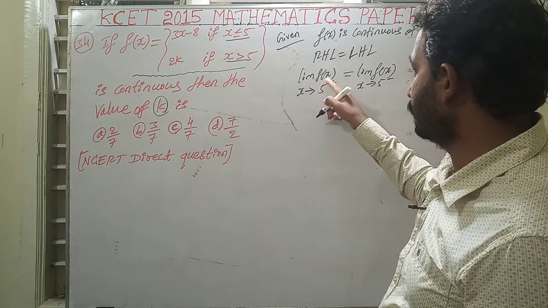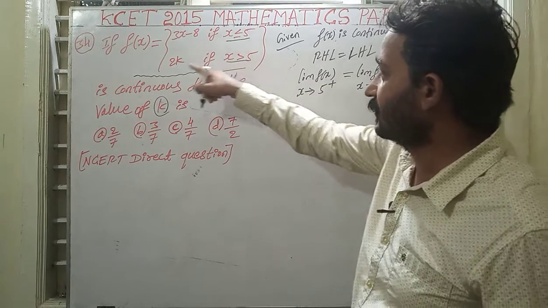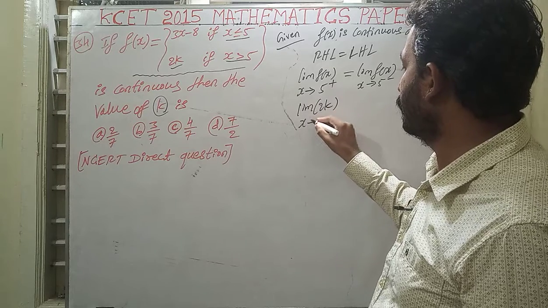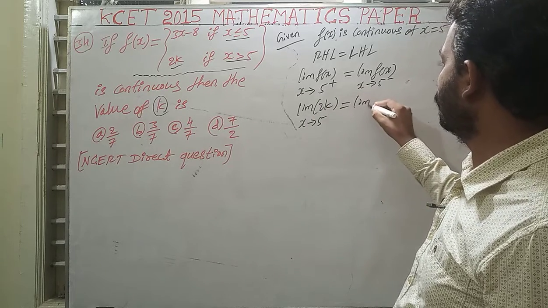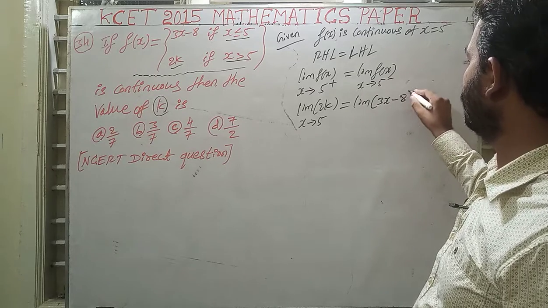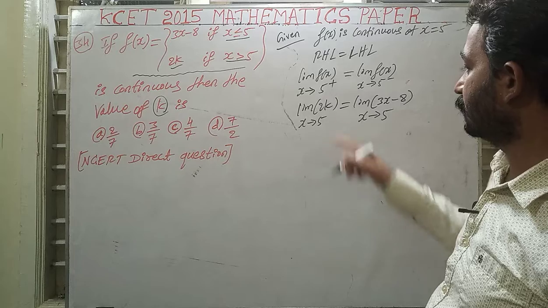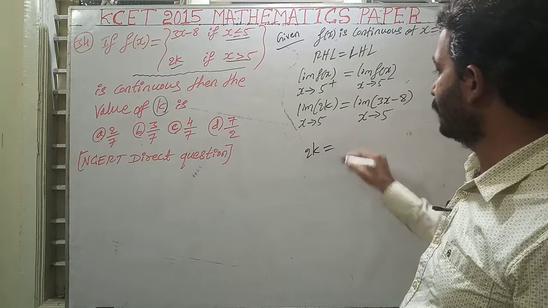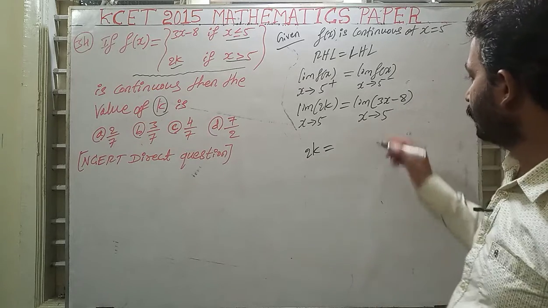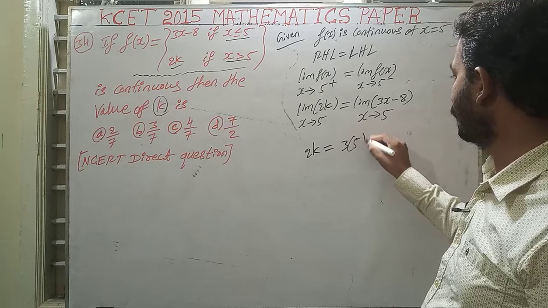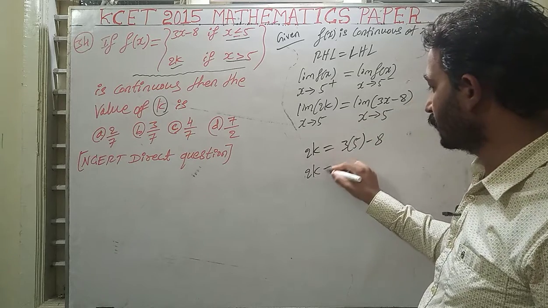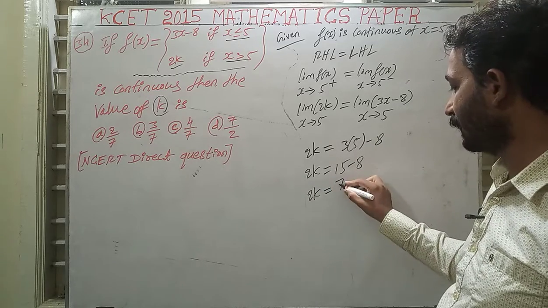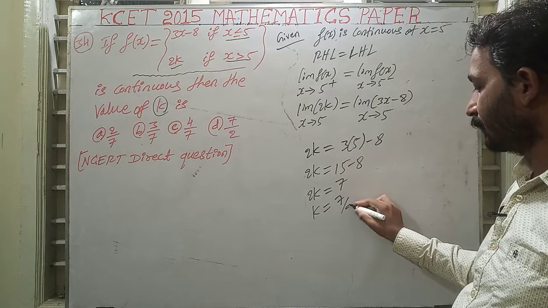So now substitute the f of x in both cases. Here f of x is 2k, so limit 2k as x tends to 5, and here limit of f of x, 3x minus 8, as x tends to 5. This is constant, x is not there, directly we can write 2k on the left hand side. Here put x is equal to 5 because it is polynomial. 3 into 5 minus 8. 2k is equal to 15 minus 8, 7. k is equal to 7 divided by 2 is the good answer.